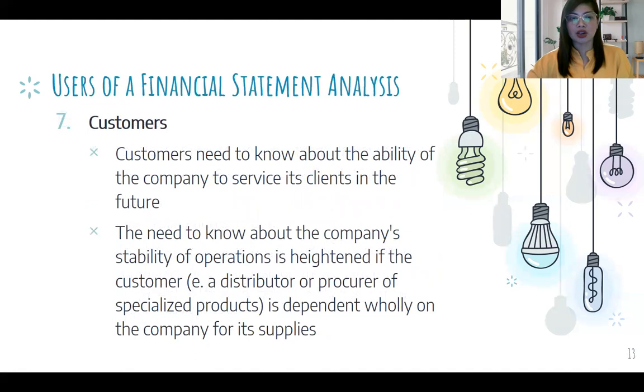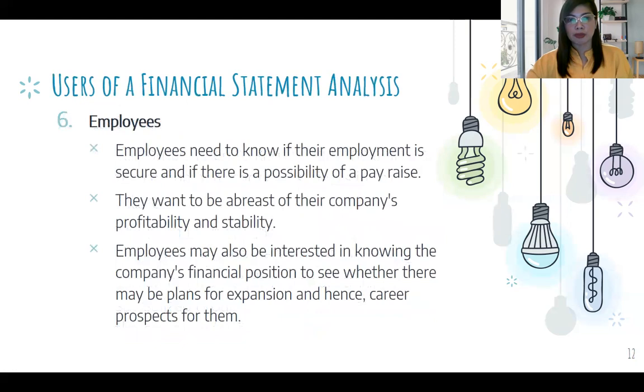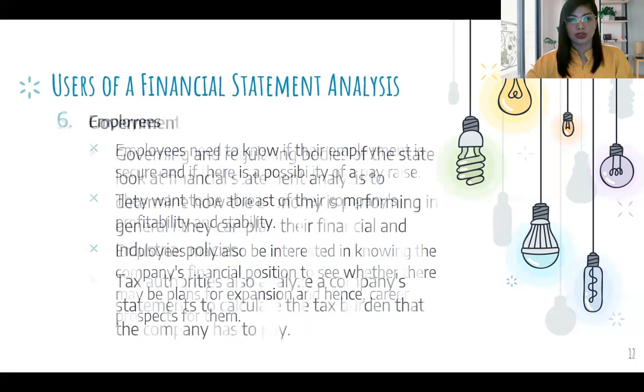Okay, number 7 is customers. So they need to know the financial statement analysis to know the ability of the company to service its clients in the future. So they need to know about the company's stability of operations, especially if the customer, for example, a distributor or procurer of specialized products, is fully dependent on the company for its supply. Okay? So customers are external users. The employees are internal users.